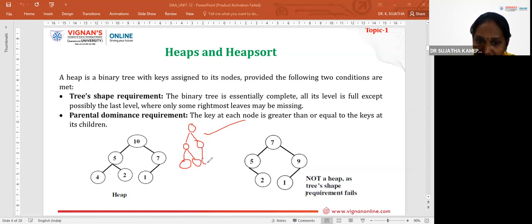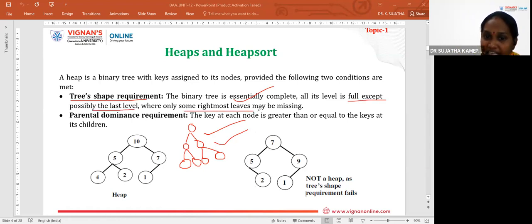Now, if it has this child, does it become a complete binary tree? No. It has only a left child. To make it complete, it should also have a right child. This is called a complete binary tree. So the tree shape requirement means it should be essentially complete, except possibly at the last level where only some rightmost leaves may be missing.